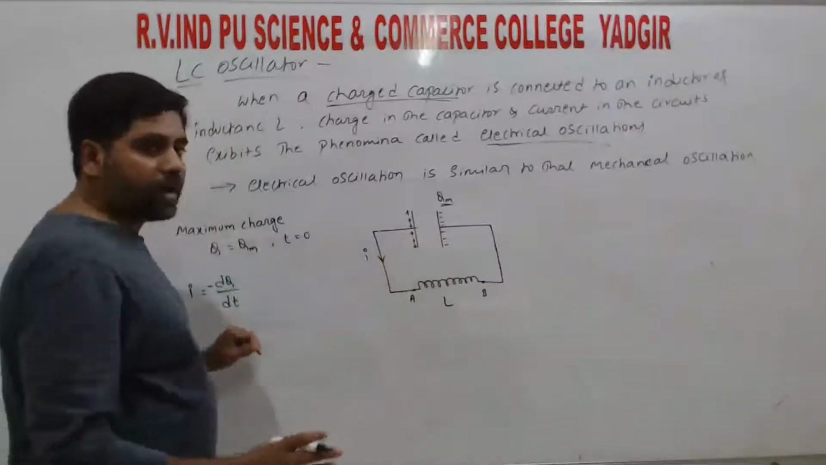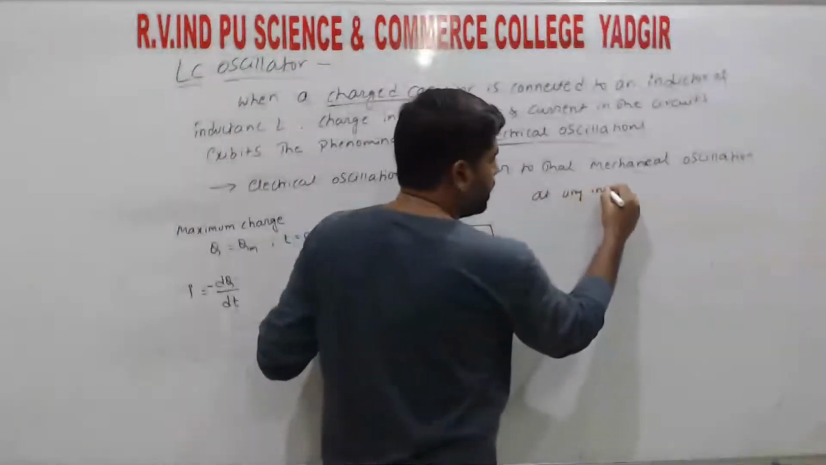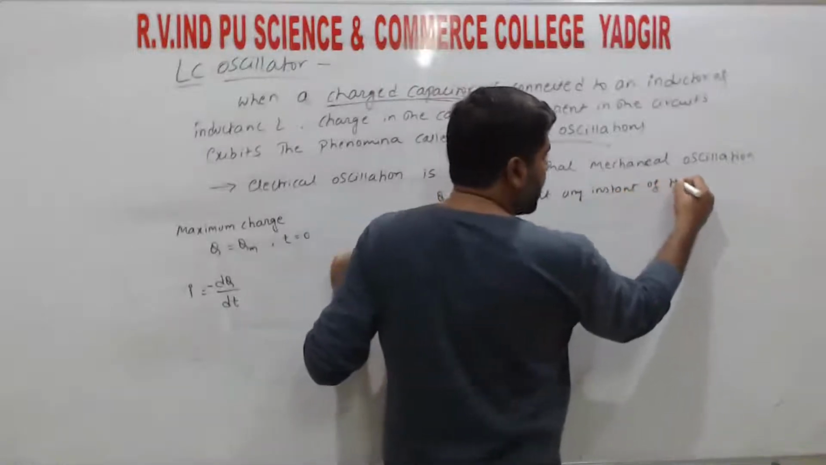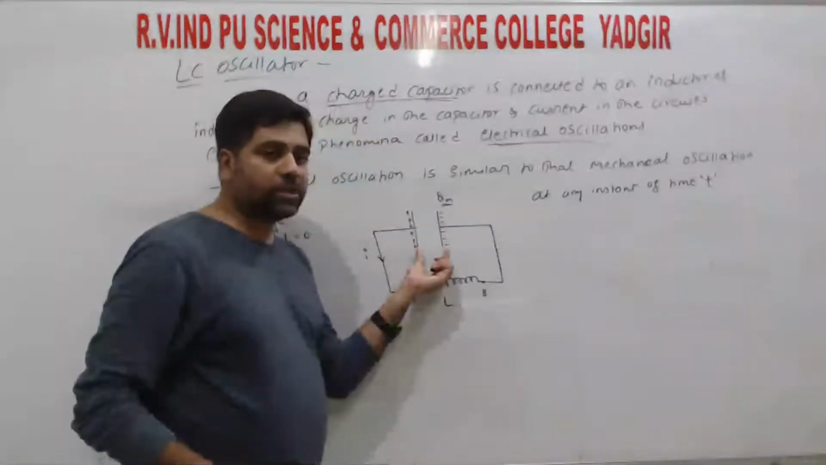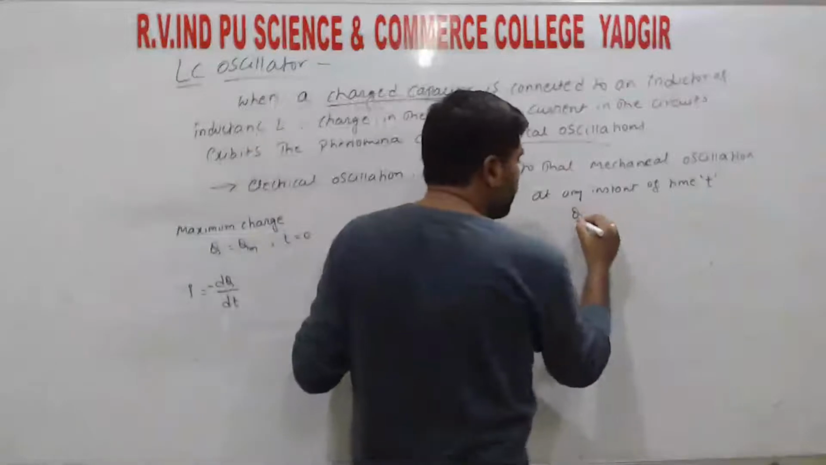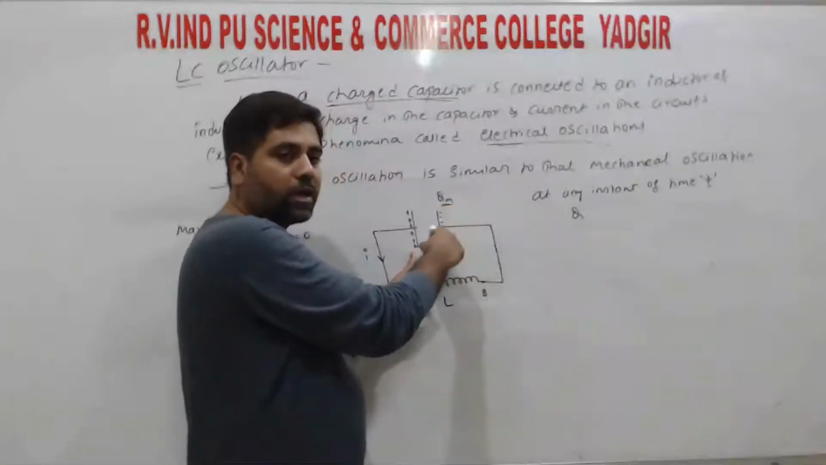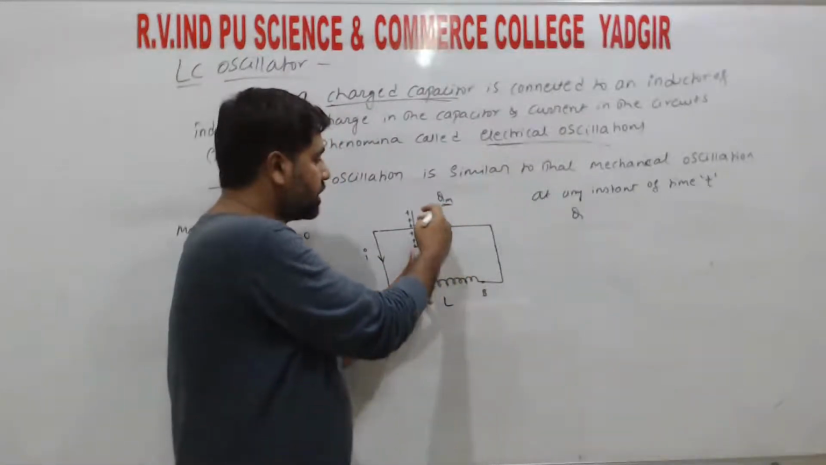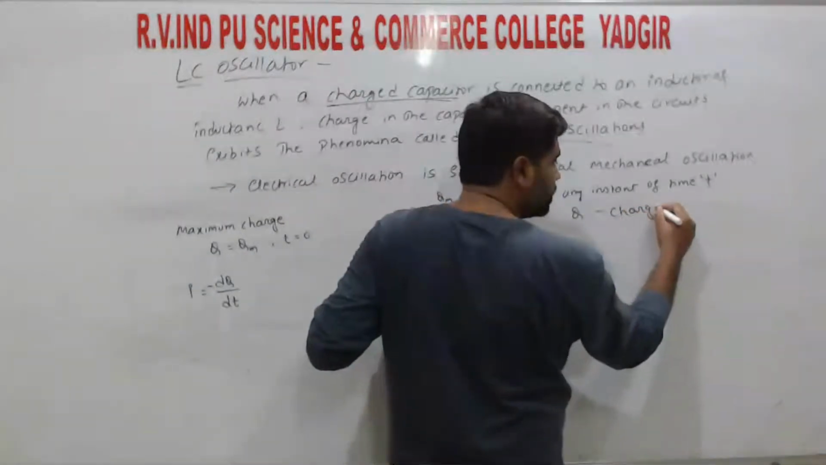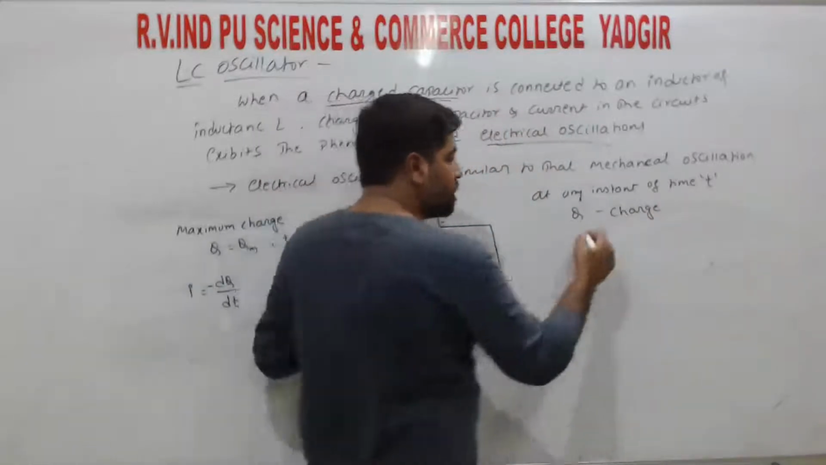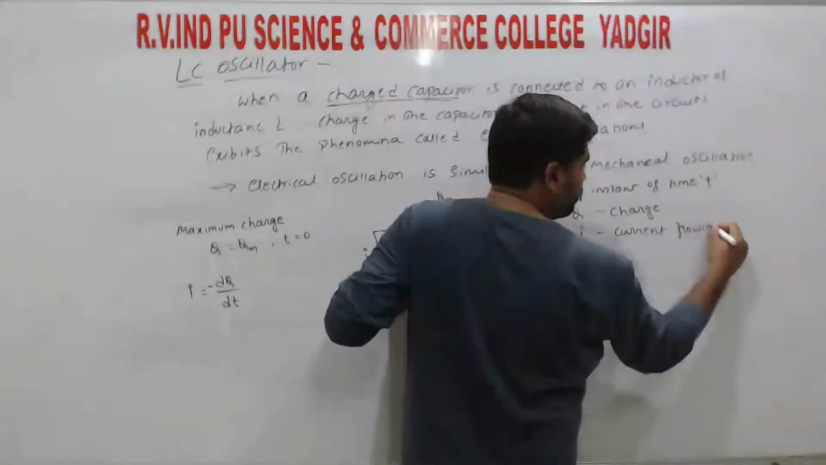So now, at any instant of time t, at some particular time, the number of charges present in the capacitor is q, where q is the charge present in this capacitor. Maximum Qm is there. After some 5 seconds, after some 10 seconds, the charges are decreasing. Q is the charge present in the capacitor and I is the current flowing in the circuit.